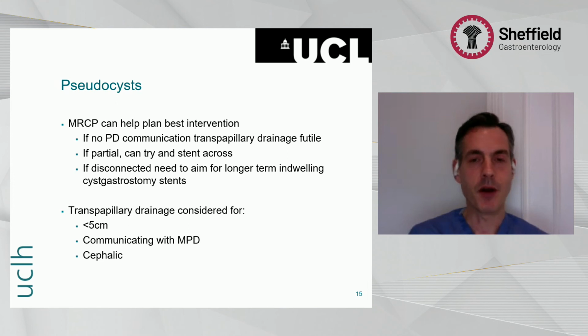And these are the circumstances where I may avoid a hot Axios lumen-apposing stent and go for plastic pigtails for a cystgastrostomy that can stay in for up to a year. We would probably reserve pseudocyst draining transpapillary for those that are small, those that might be quite distant from the upper GI tract for drainage. We do want to document communication with the main pancreatic duct, as I've argued, and those that are in the head.